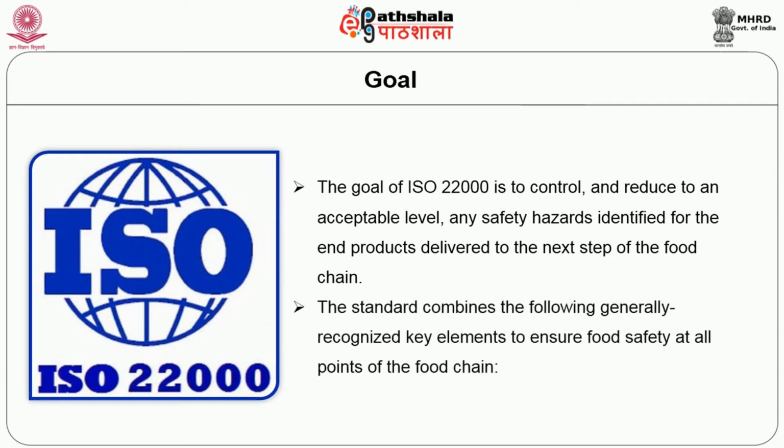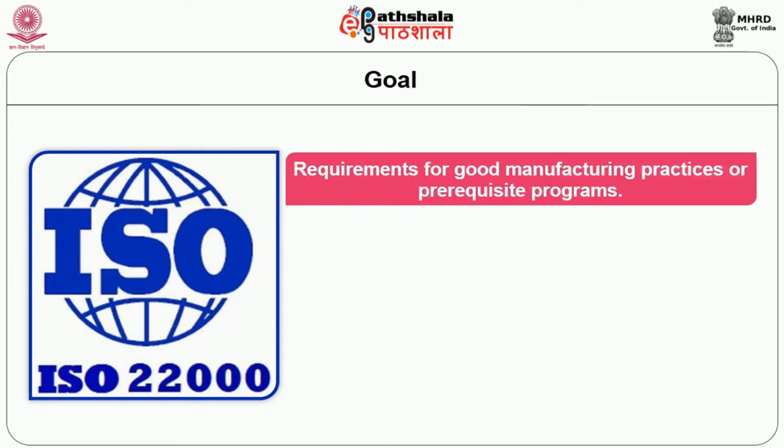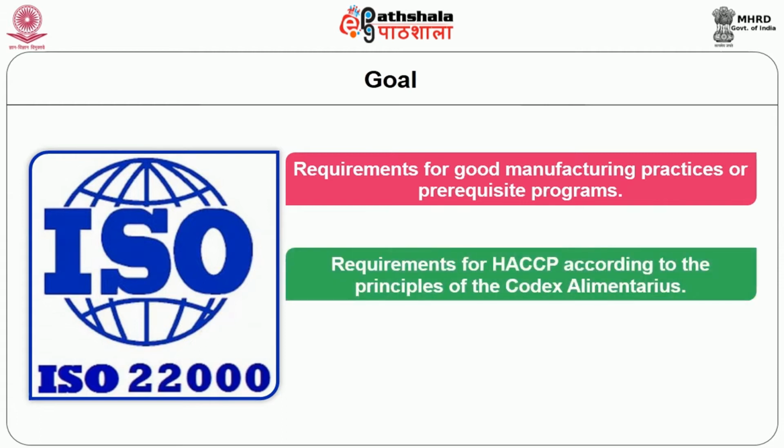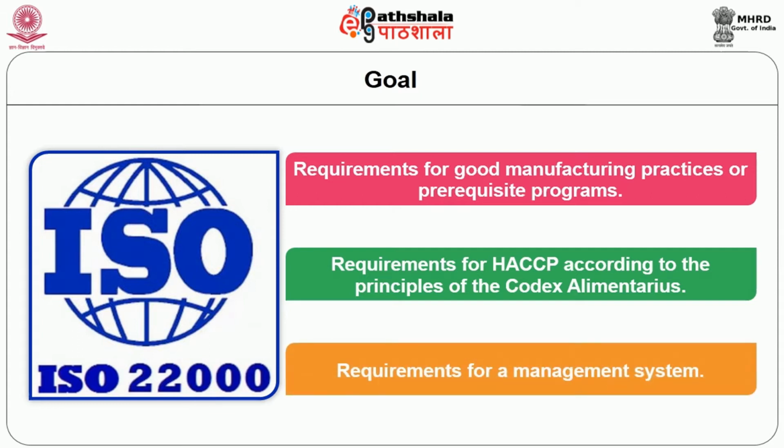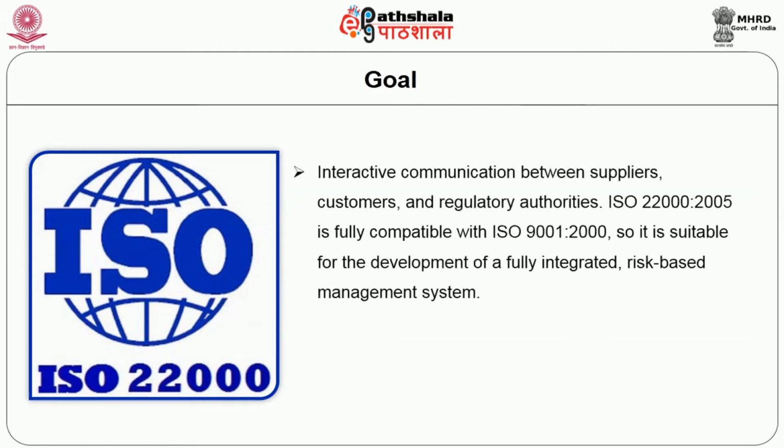The standard combines the following generally recognized key elements to ensure food safety at all points of the chain. Requirements of good manufacturing practices or prerequisite programs. Requirements for HACCP according to the principles of the Codex Alimentarius Commission, established to develop food safety standards and guidelines. Requirements for a management system. Interactive communication between suppliers, customers and regulatory authorities.